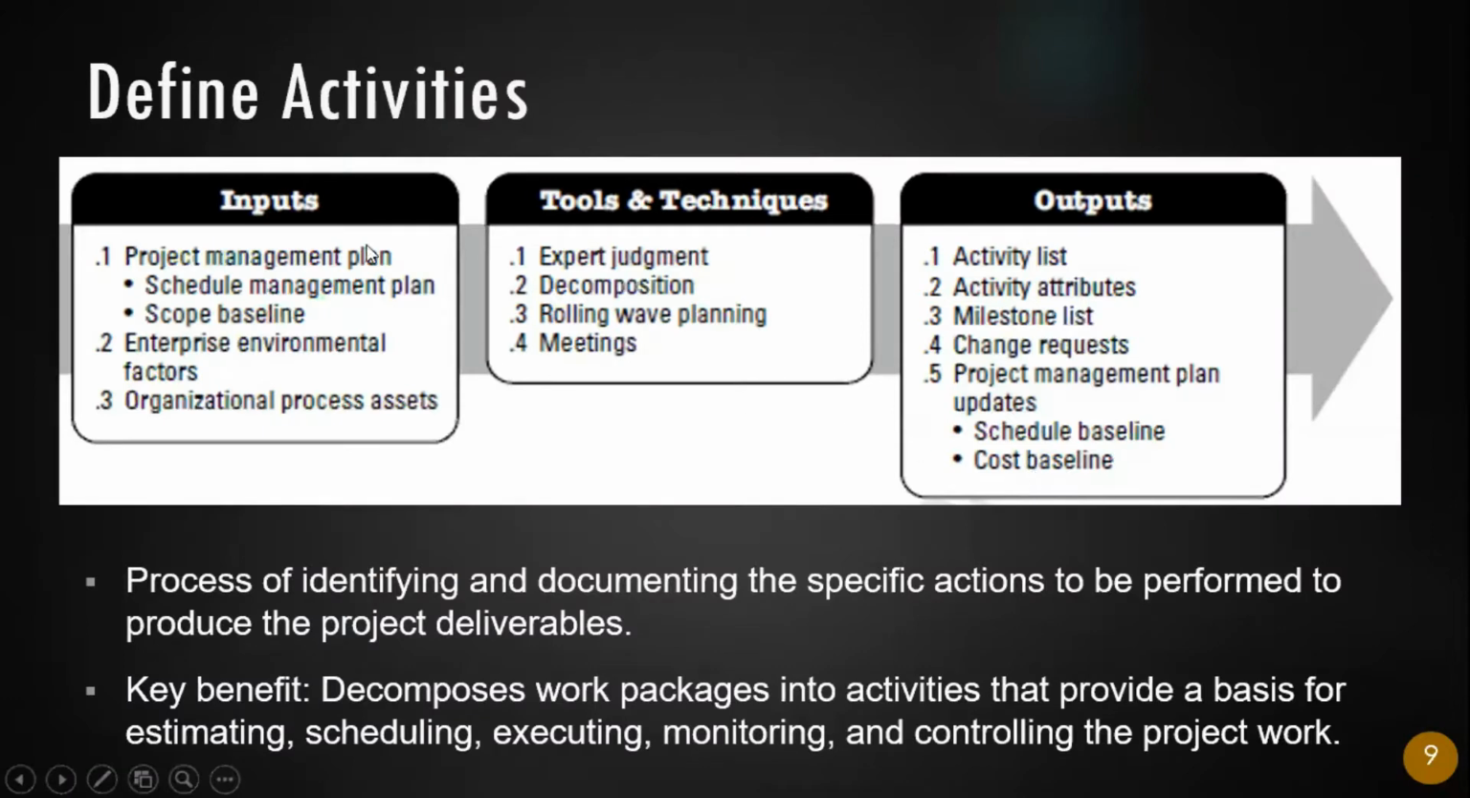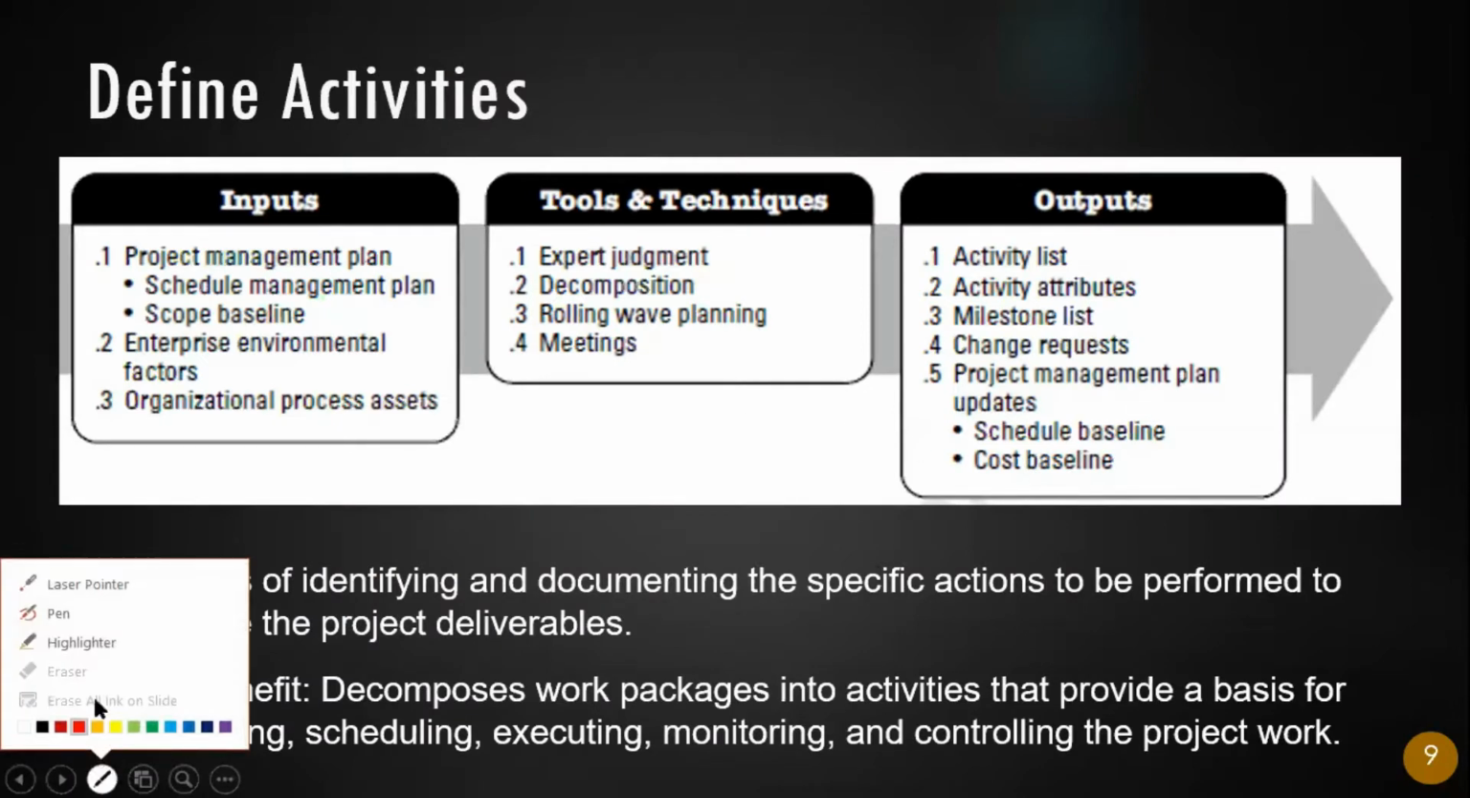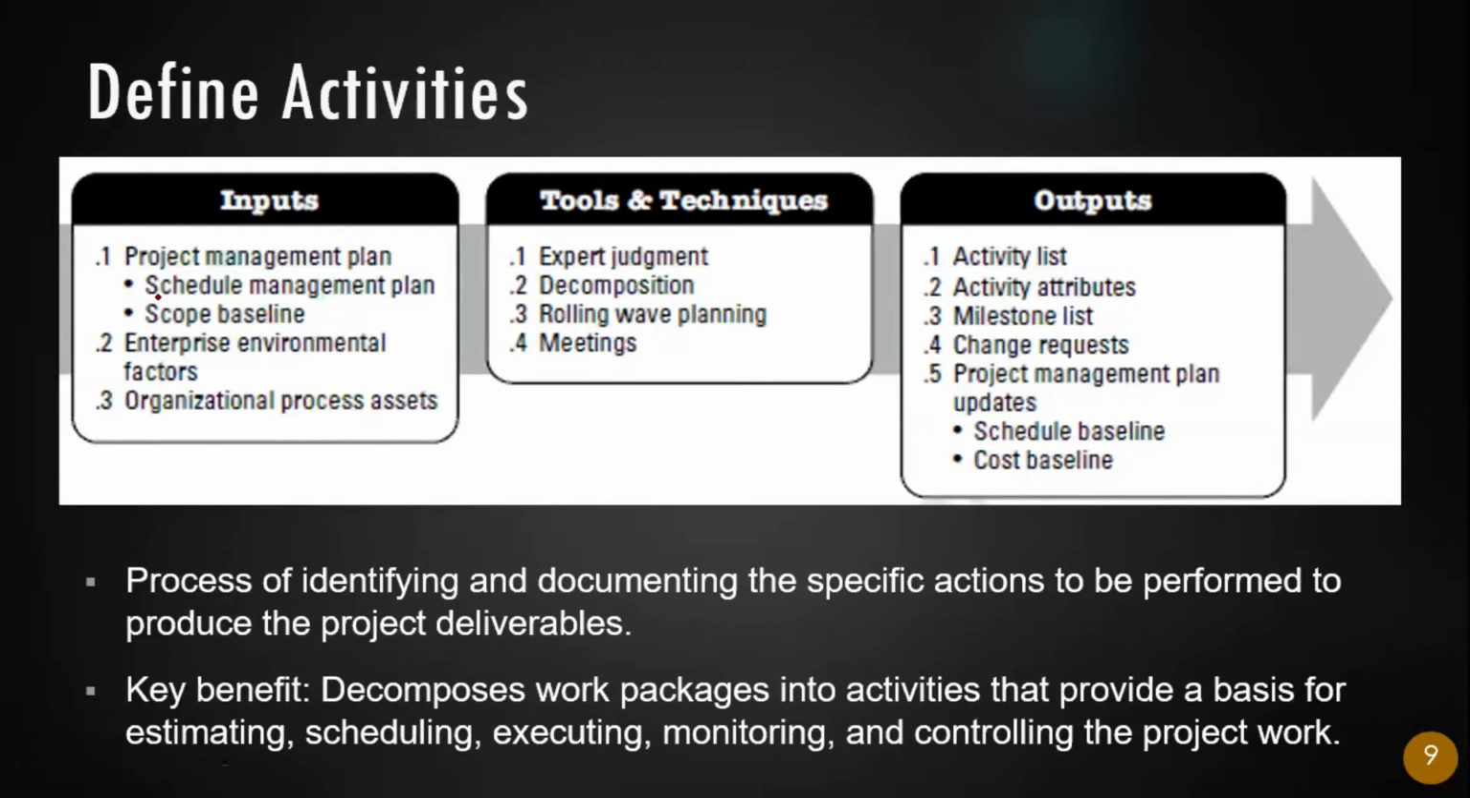So the first process is define activities. As I told you, the main input to this process is scope baseline, right? This is where you can see the connectivity between scope management knowledge area and schedule management knowledge area. So what is scope baseline here? What is the main input we are talking about? It is the work breakdown structure. And within work breakdown structure, what exactly are we looking at? We are looking at the work packages.